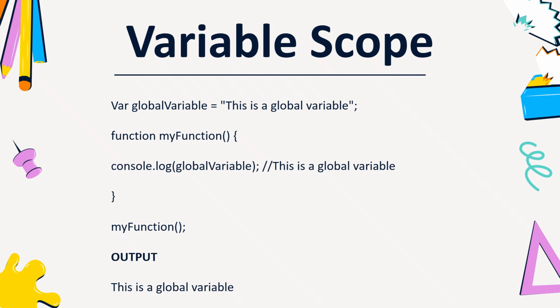and then we are calling the function myFunction. After you call myFunction, the function will access the value of the global variable, taking the value from the var globalVariable, and then it will print the value. This is global variable.